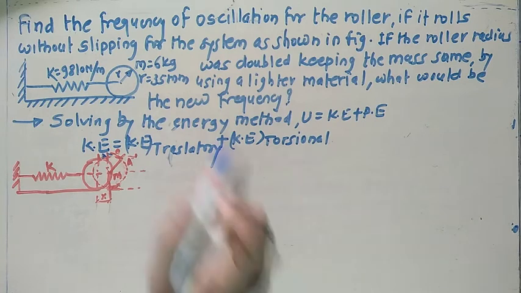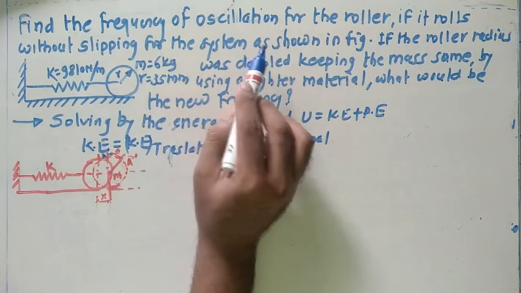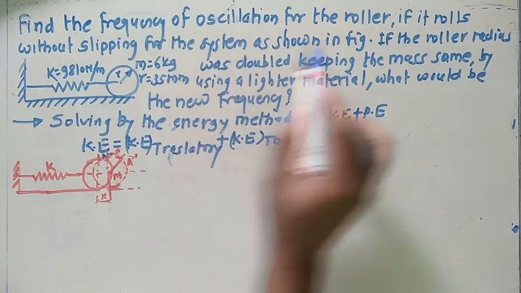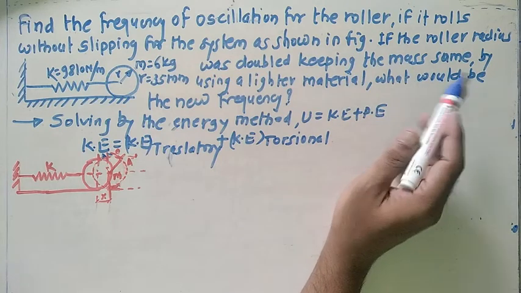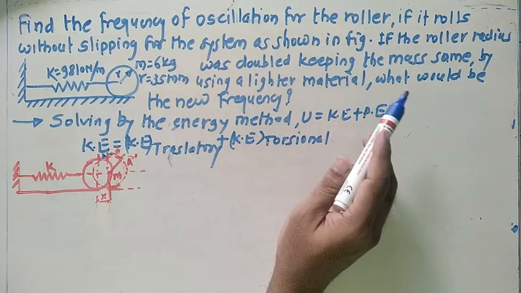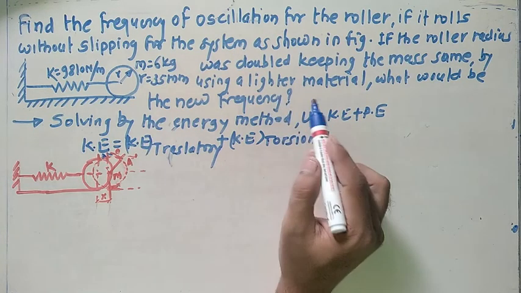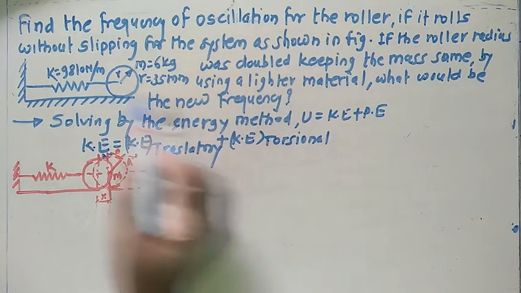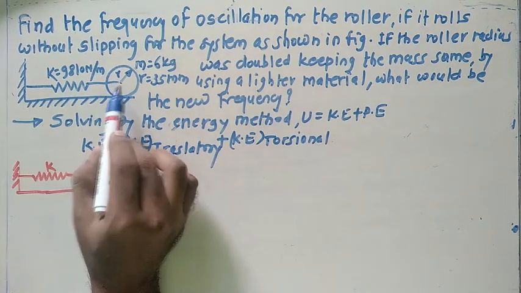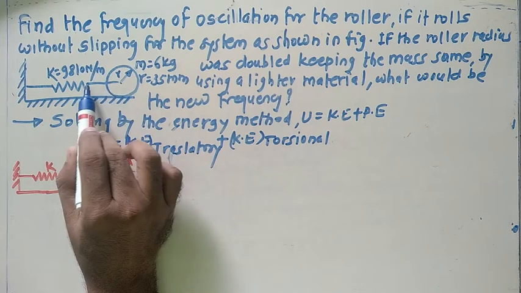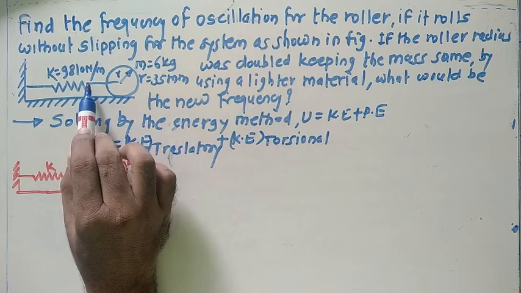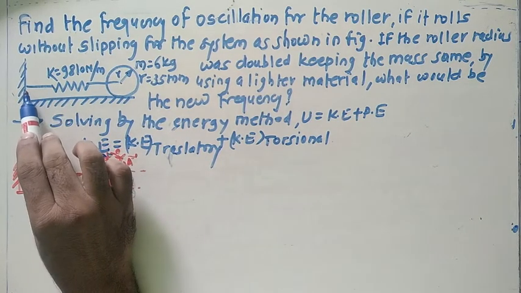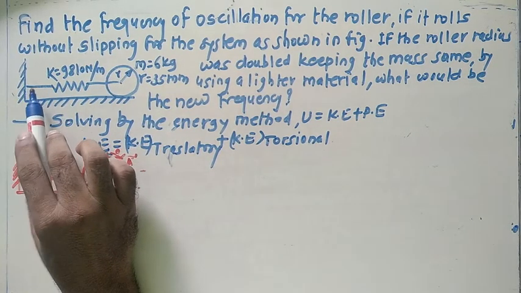So next problem: find the frequency of oscillation for the roller if it rolls without slipping for the system as shown in the figure. If the roller radius was doubled, keeping the mass the same by using a lighter material, what would be the new frequency? The system is given like this one. It consists of one roller and a spring. The spring is attached at the center of this roller, and the other end of the spring is connected to a fixed support.